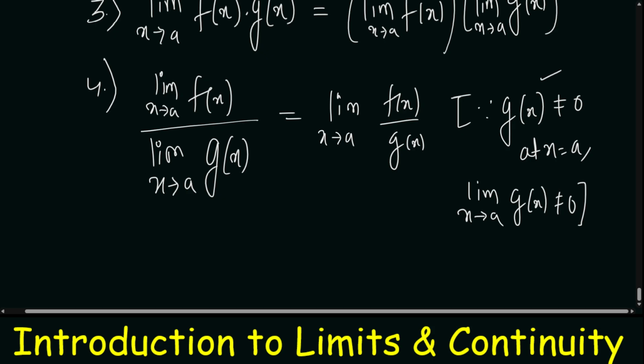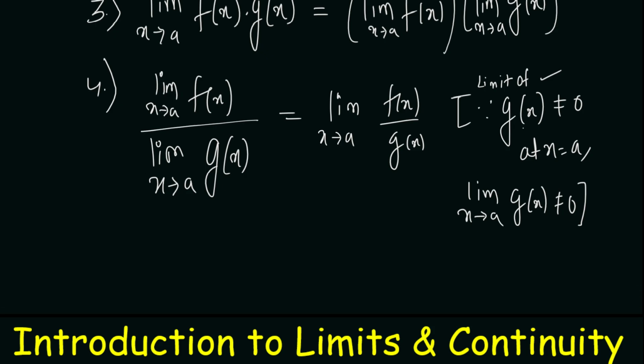Understand that the property which I just wrote, g of x not equal to 0 at x equals a, I'm talking about the limiting value. So I should probably mention it because g of a equal to 0 really does not work out here. We just need to find out if the limit is non-zero as x approaches a. So this is the division property.